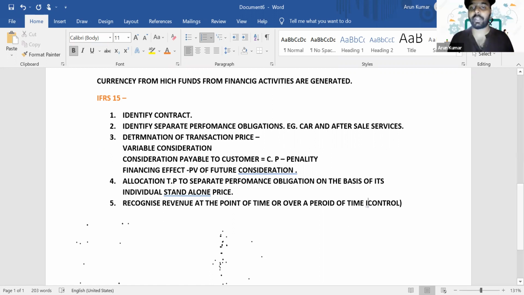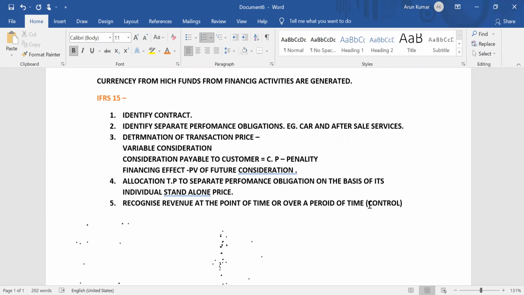So this revenue recognition will depend upon how we will transfer the control, either at the point of time or over a period of time. So this is the 5-step model of recognizing revenue. It will give proper clarity about the timing and the nature of the transaction and the percentage of amount we can recognize as revenue.